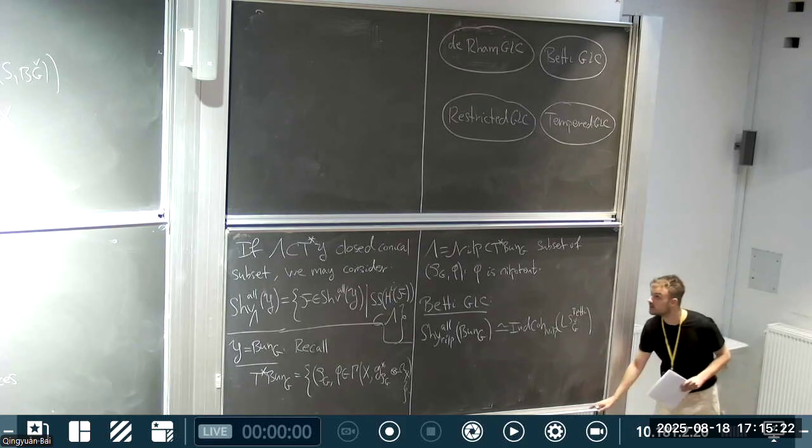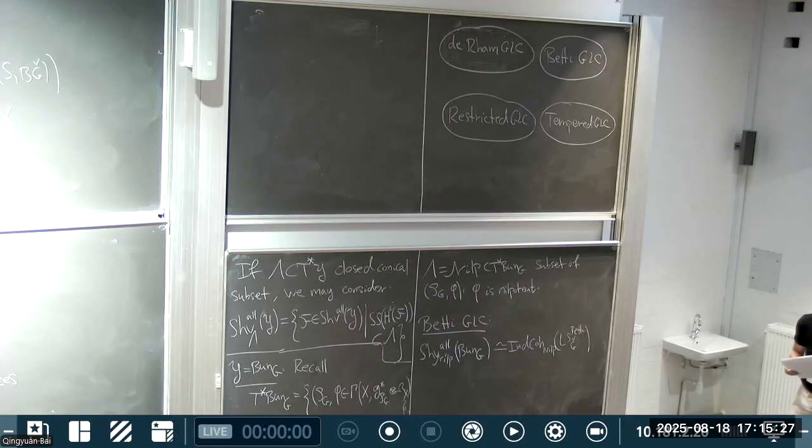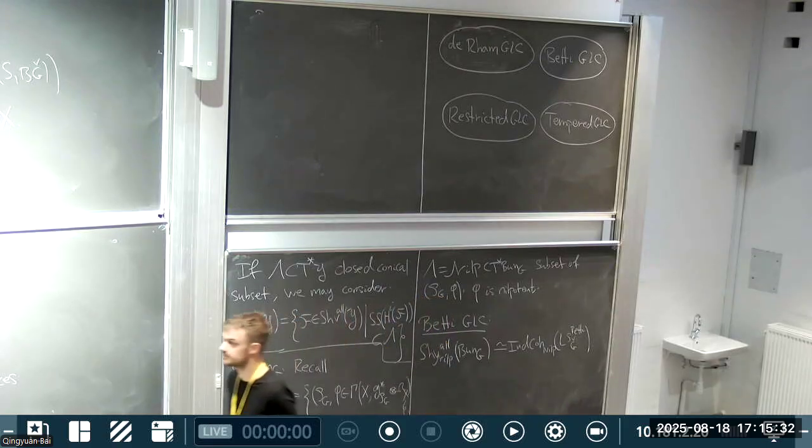Any questions about this conjecture? Maybe just one comment: the formula for T star Bun_G, I don't think I've heard before, but just to explain, it's the cotangent space of Bun_G. As an exercise, use this formula. Are you asking me to do that? No, just making the comment. Alright.